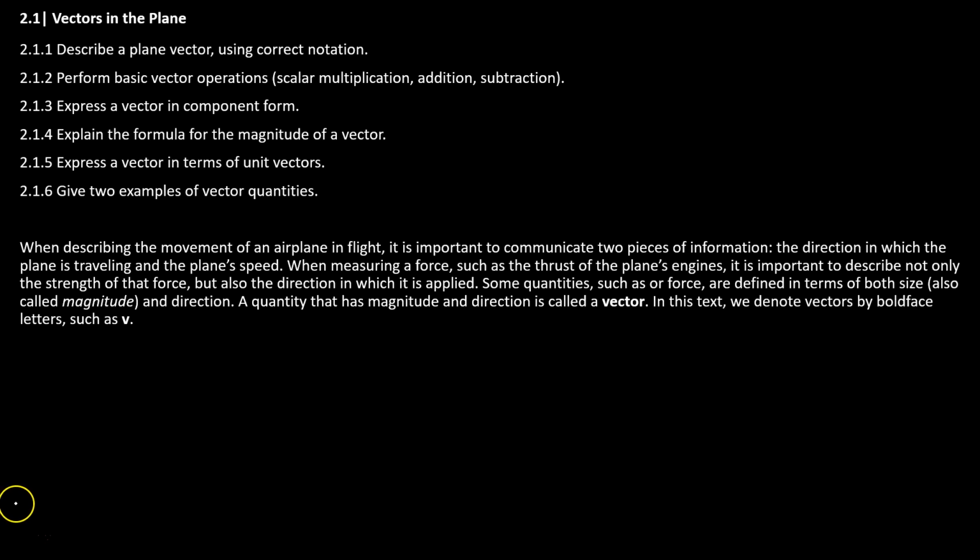Section 2.1, Vectors in the Plane. We're going to start by talking about what a vector is, as well as how to represent vectors visually and with vector notation. And then we'll do a few small manipulations on vectors, specifically vectors in the plane. So we're going to start with 2D vectors today, and then we'll move on to vectors in 3 dimensions later.